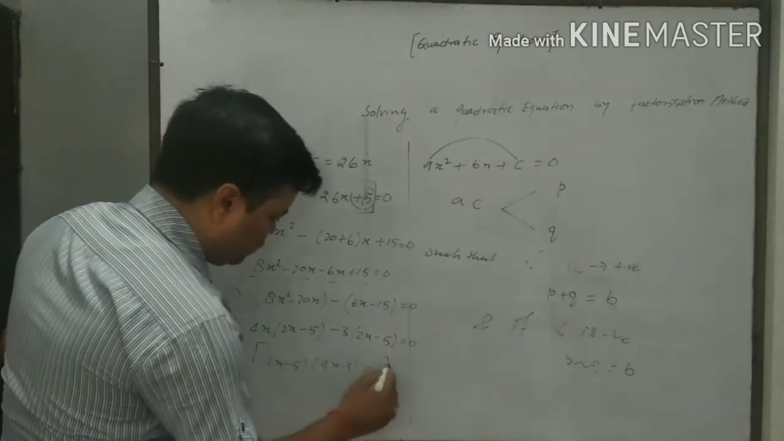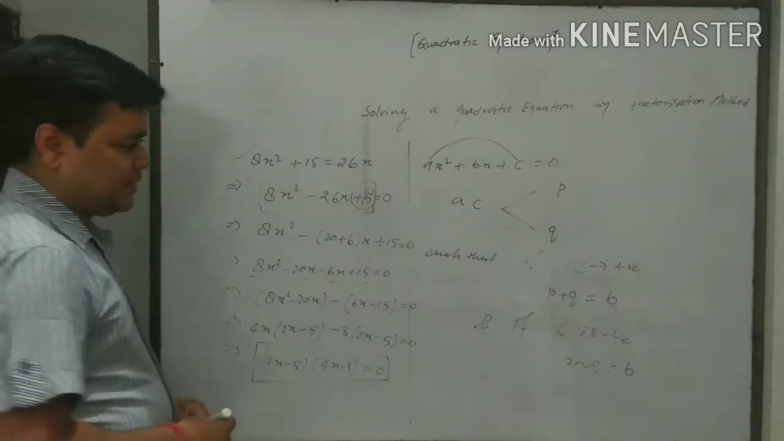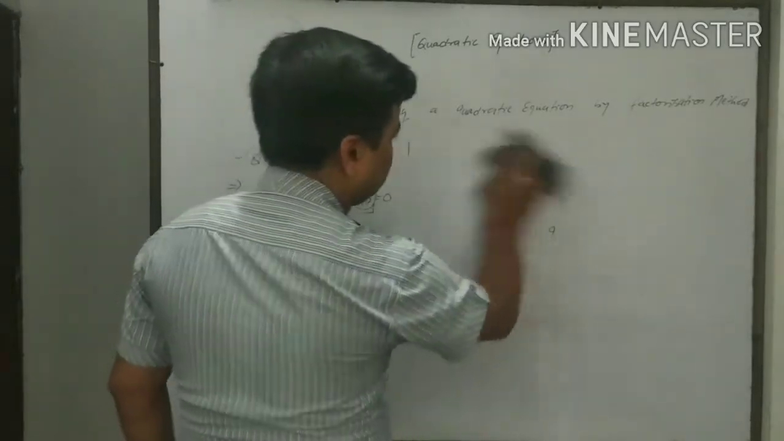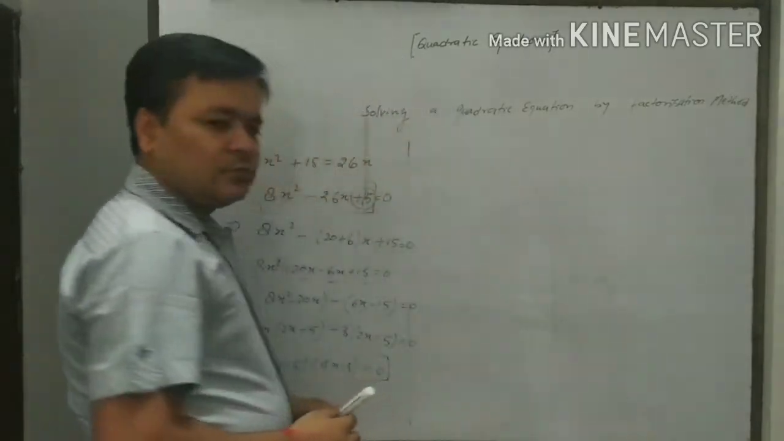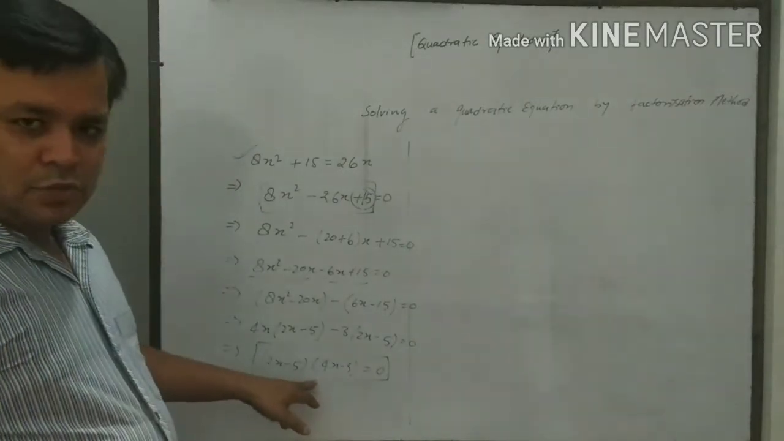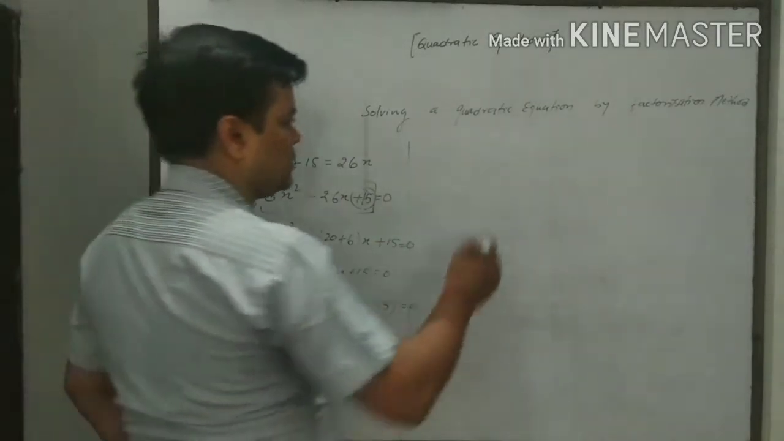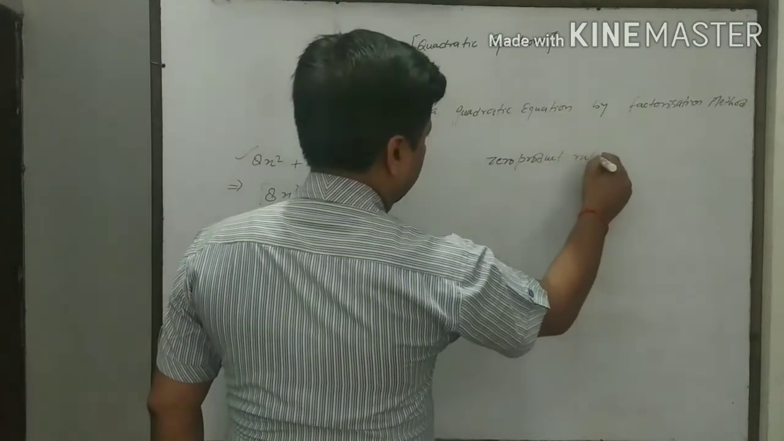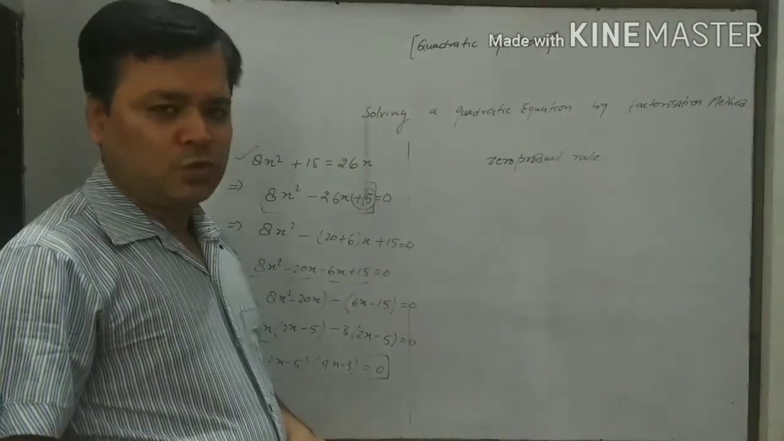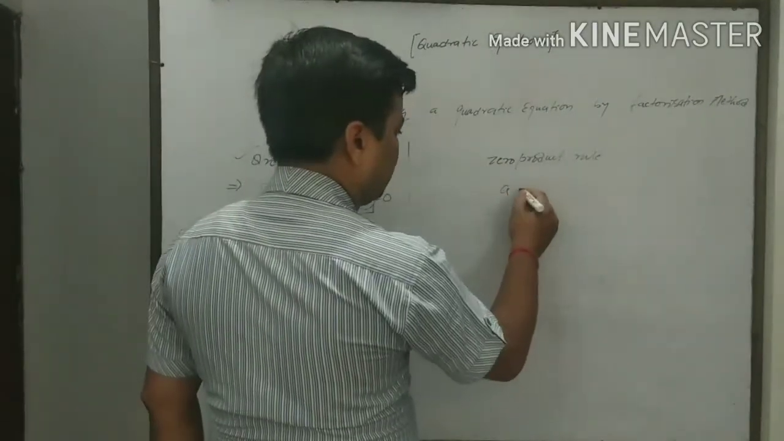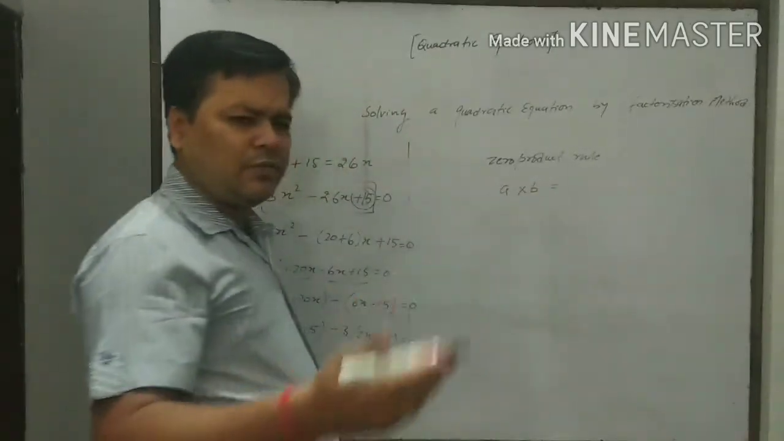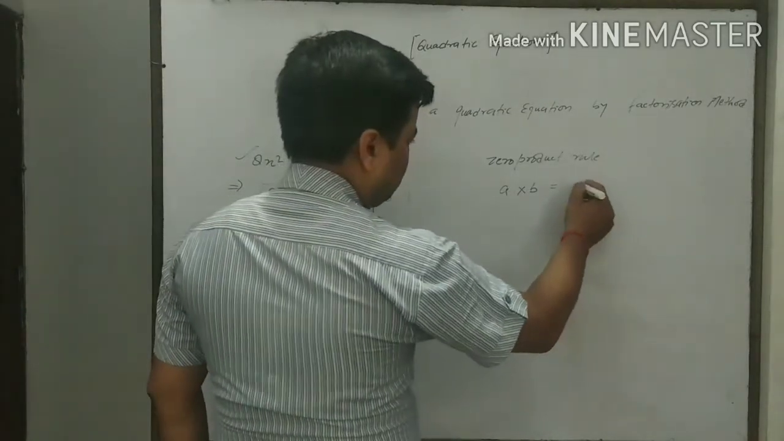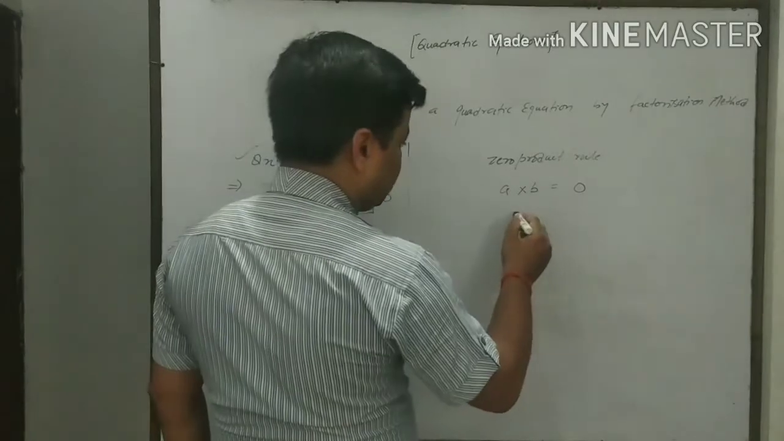Now I would like to tell you how we get the value of x. For this, we should try to understand the zero product rule. Before solving this, we should understand the zero product rule. What is the zero product rule? If we have two values a and b, or we can say two linear equations a and b, whose product is equal to 0, then there will be three conditions.